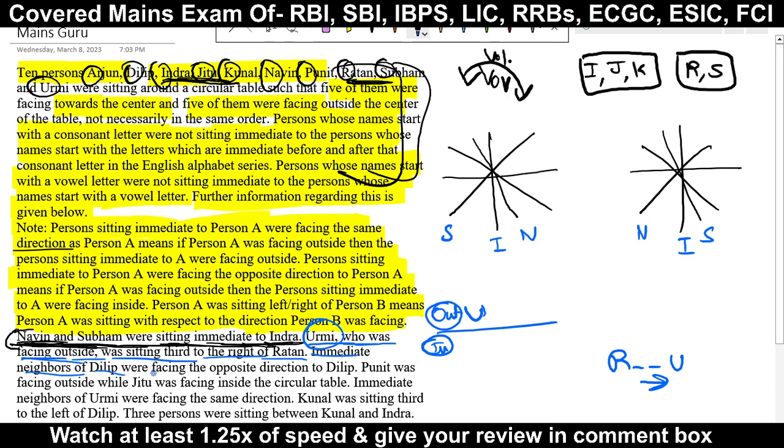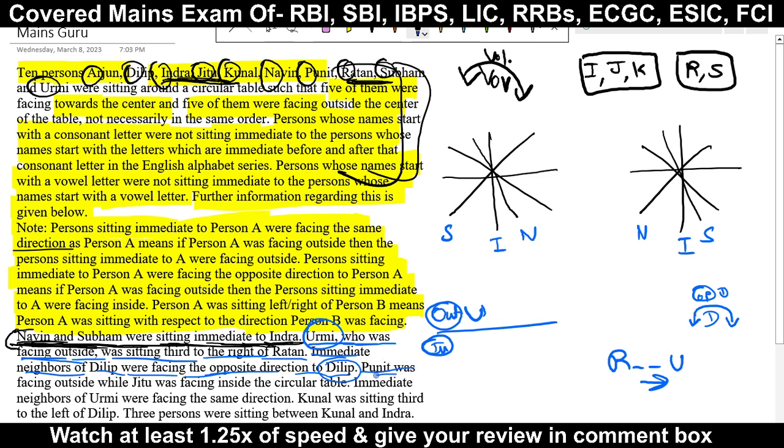Immediate persons of Dilip were facing the opposite direction of Dilip. What is the meaning of this? The persons who are sitting immediate neighbors to Dilip are opposite, and also they are opposite to Dilip. Okay, they are not opposite to each other. They are opposite to Dilip. So that's why I wrote D in short. D means Dilip. Okay, so keep it in mind. I always write this type of condition in this manner.